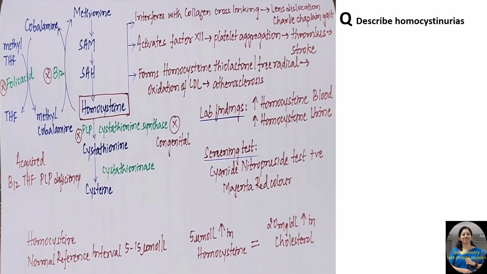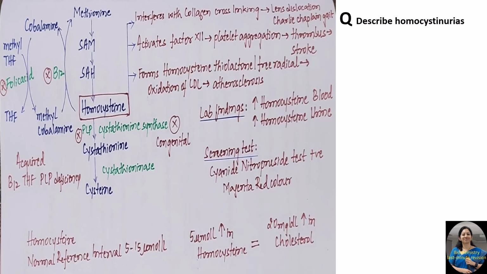As you all know, B12 is required for conversion of homocysteine back to methionine, and methylcobalamin is generated back with the methyl group donated by tetrahydrofolic acid. So when folic acid is deficient and when B12 is deficient, there is accumulation of homocysteine, and this gets excreted in urine as homocystinuria. And PLP acts as a coenzyme for cystathionine synthase. When this enzyme is deficient, again there is accumulation of homocysteine and it can result in homocystinuria.